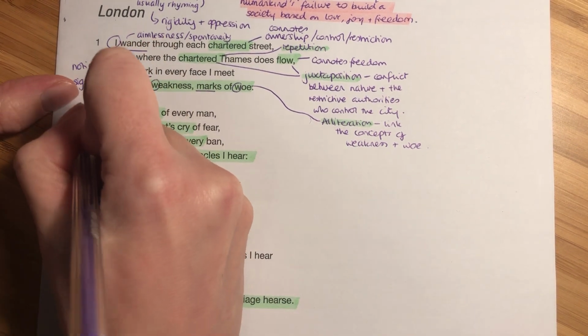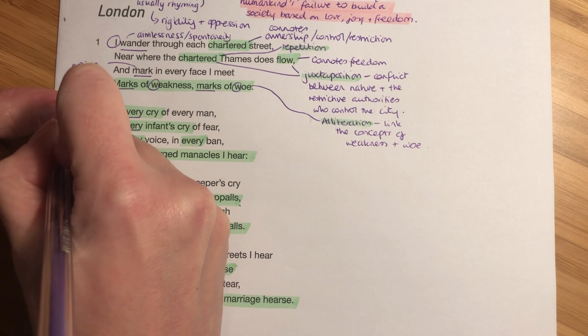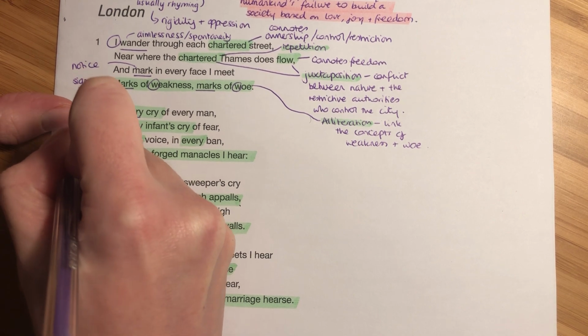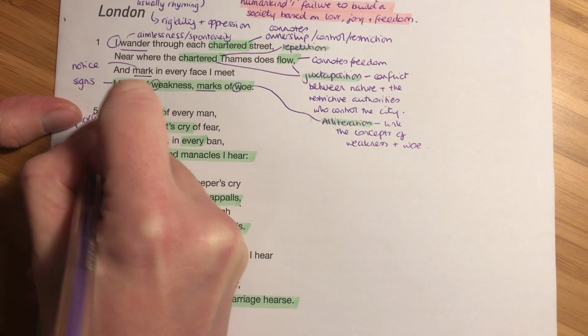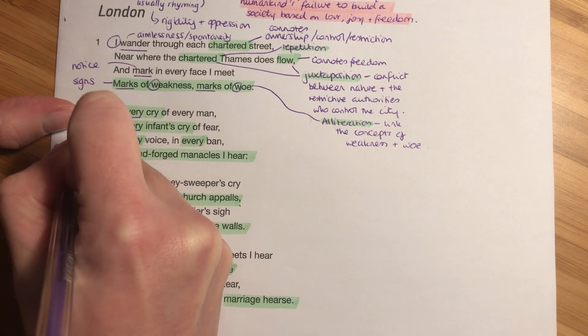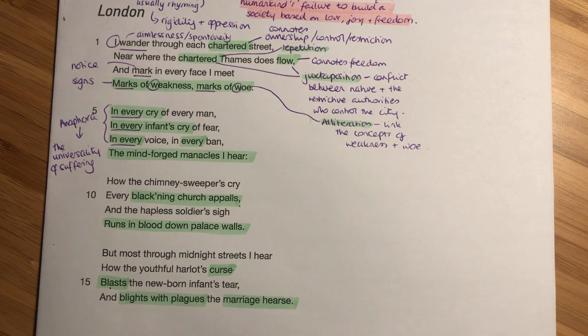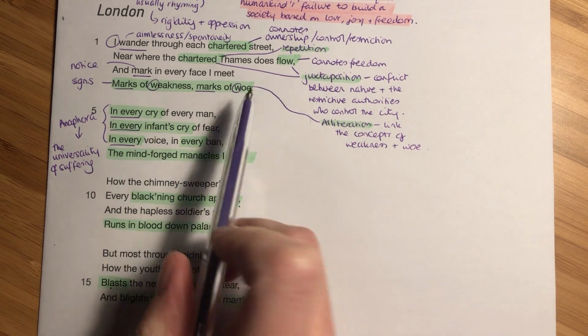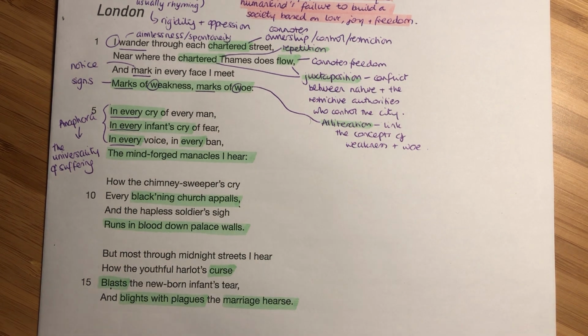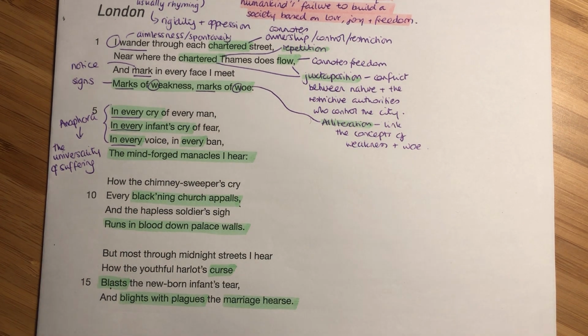And that use of anaphora creates a sense of the universality, the universal nature of suffering. Everyone in the city feels that misery, from every man to every infant, to every single voice. There isn't a person within the City of London that isn't affected by the suffering that has been brought about by their weakness and by their woe. Their lack of freedom leads to this universal sense of misery and pain.